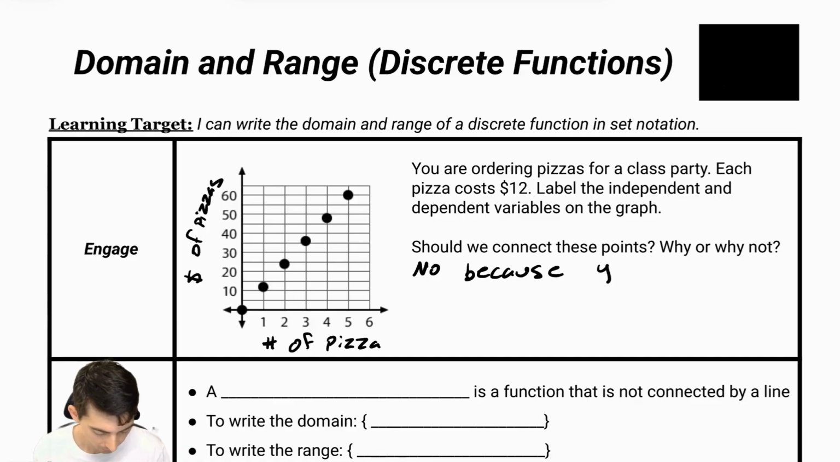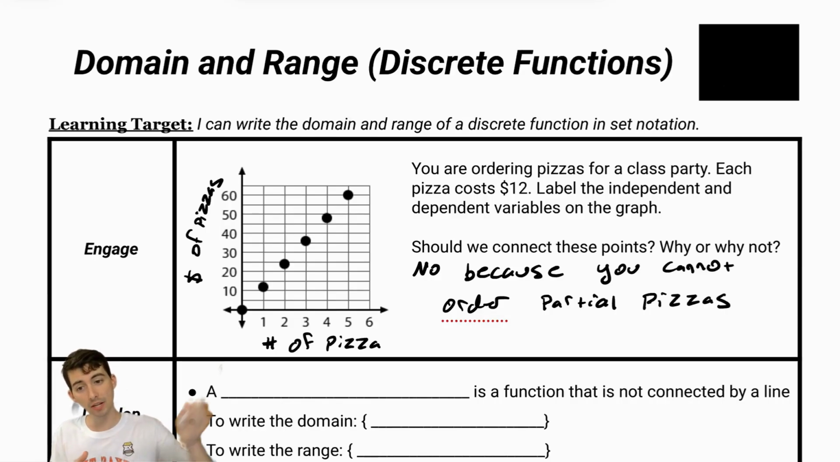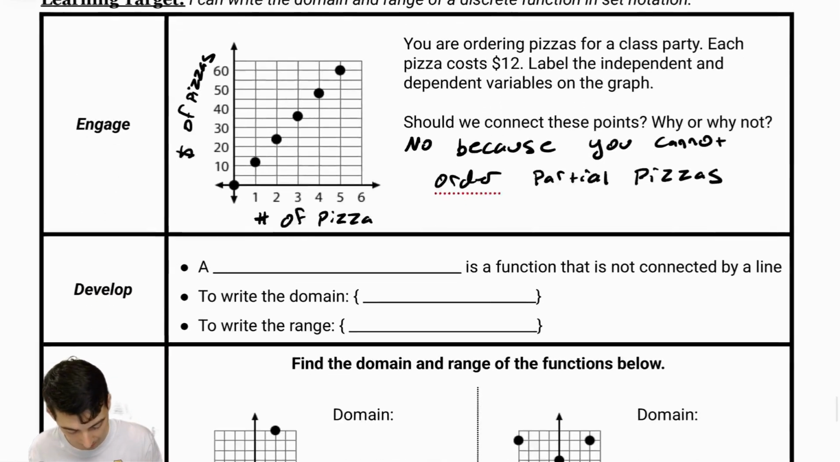because you cannot order partial pizzas. Okay, you cannot order partial pizzas. So if we don't want to connect the points with a line, we call this a discrete function, right?